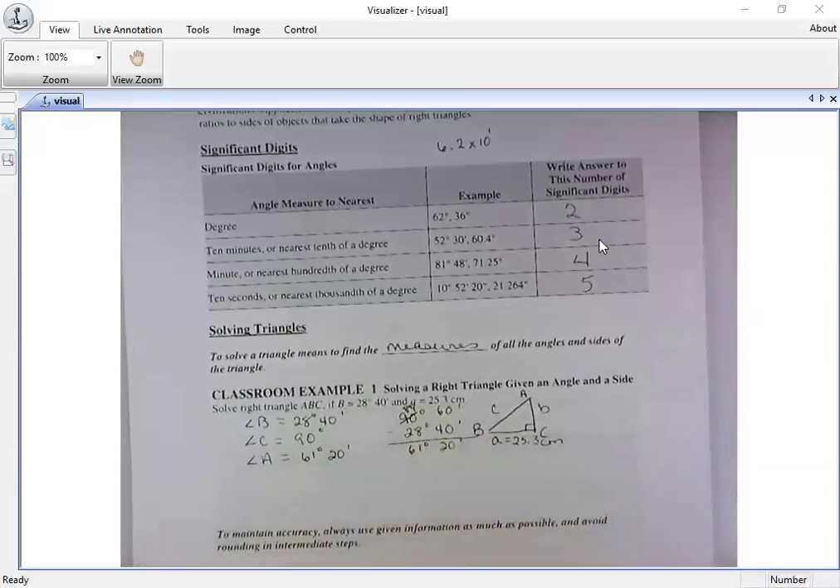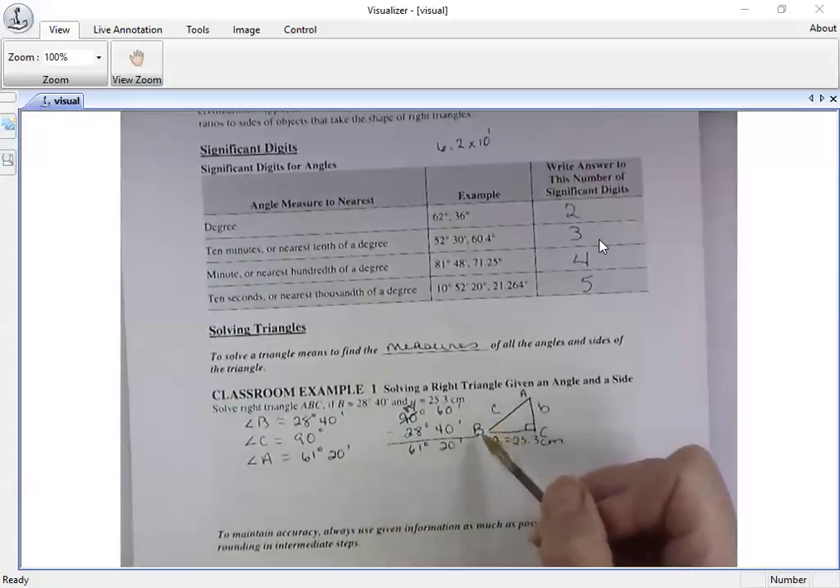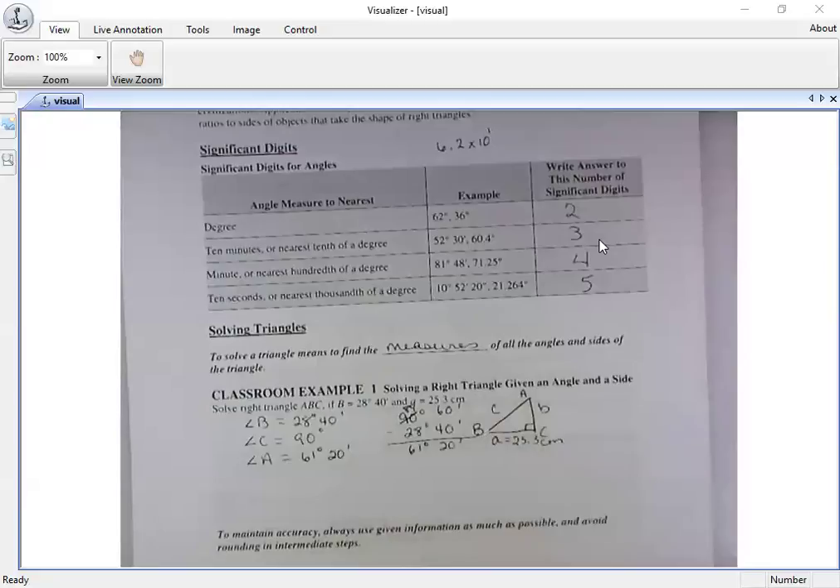I know one side length. That means I've got 2 more side lengths I need to figure out. What do you think? How could we figure out one of the side lengths? How could I get maybe side c, that hypotenuse? If I know this side and now I know all the angles. How could trig help me?